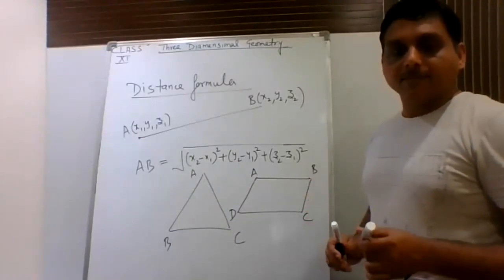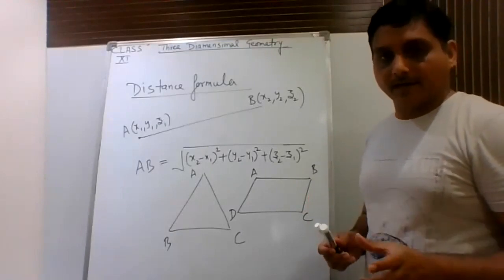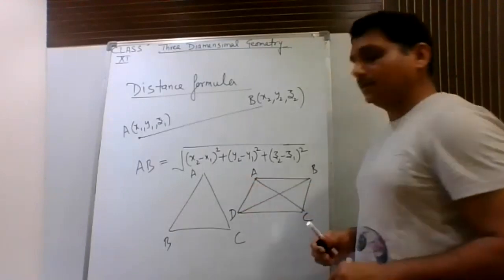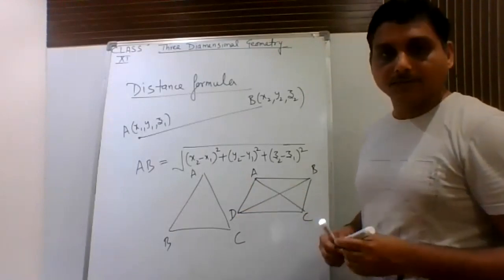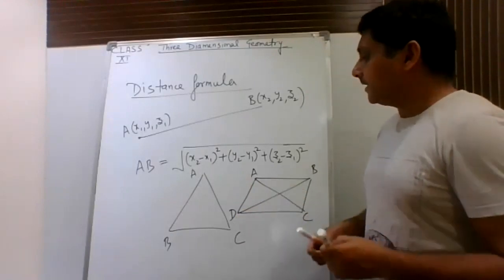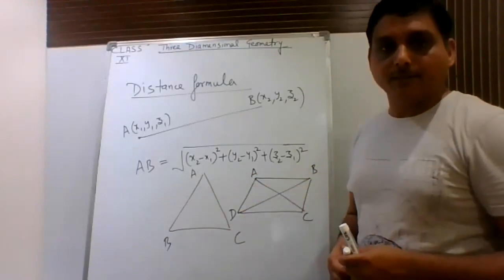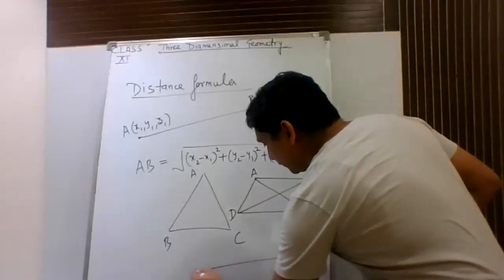And sometimes, if they ask you to prove that it is a rectangle, then you know that the diagonals of a rectangle are equal. So you just have to find the diagonals and prove that they are equal, right? Sometimes they will say prove that it is a right angle triangle, then you will take the reference of Pythagoras theorem. Sometimes they will even ask you to prove that three points are collinear.